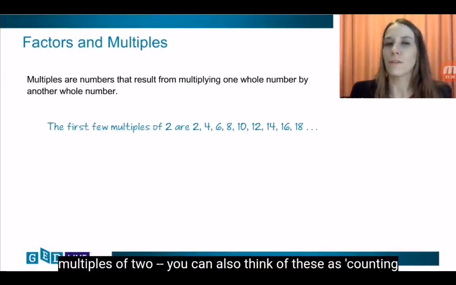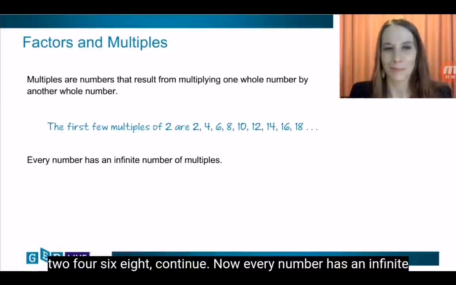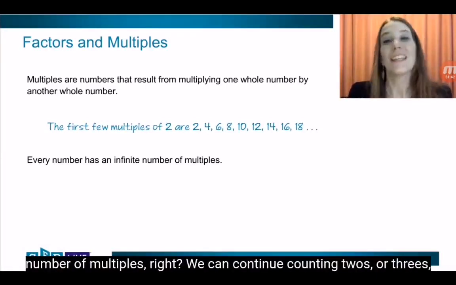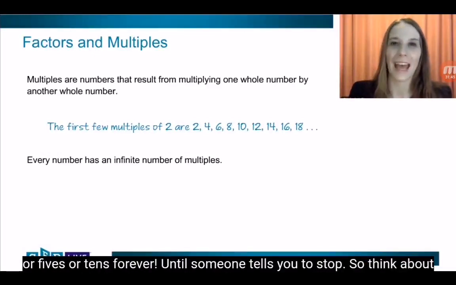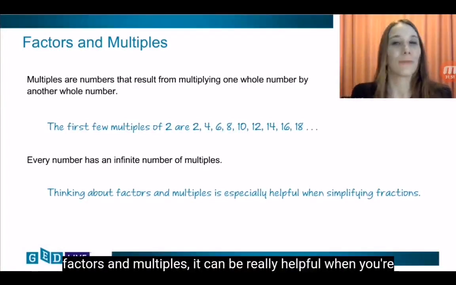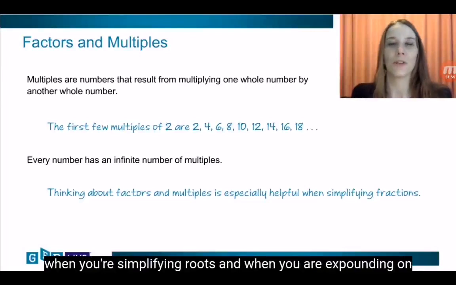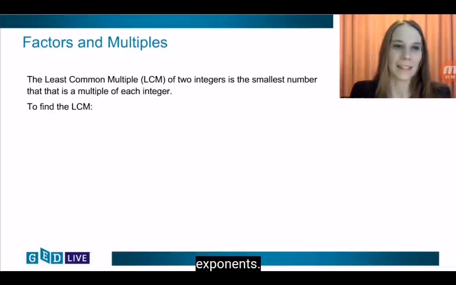So the first few multiples of 2, you can also think of these as counting by. So you can count by 2's to get multiples of 2. And here we go, 2, 4, 6, 8, continue. Now every number has an infinite number of multiples, right? We can continue counting by 2's or 3's or 5's or 10's forever until someone tells you to stop. So thinking about factors and multiples can be really helpful when you're simplifying. And of course, you're also using these concepts when you're simplifying roots and when you are expounding on exponents.